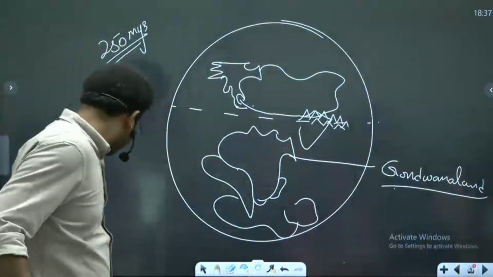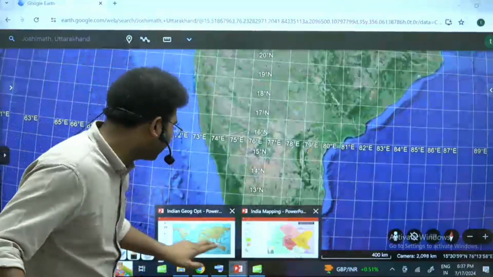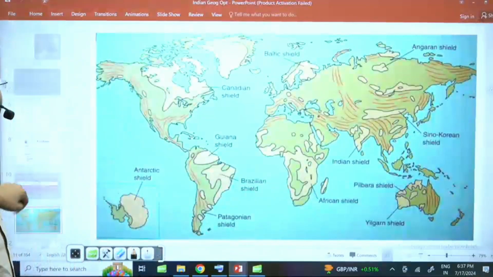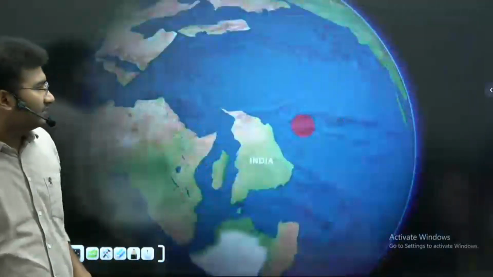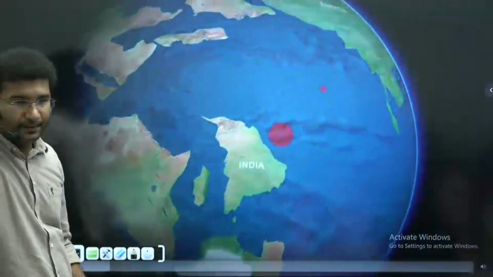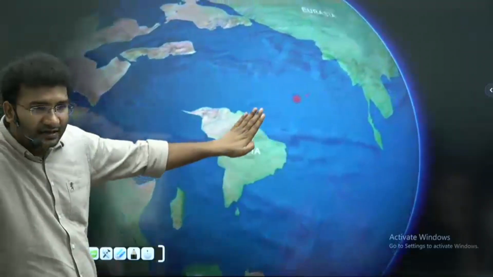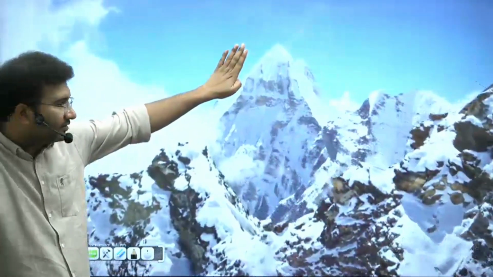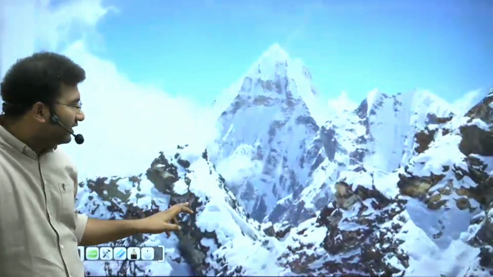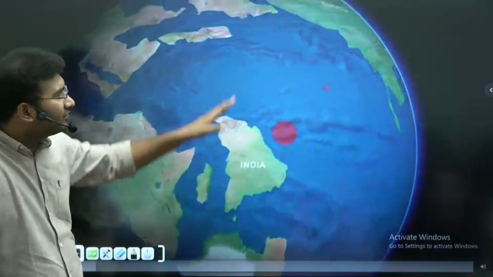So there was a time period where India was once part of the southern part of the region, and this India started to move towards the north and started to come. So that means India was present here, and then it started its journey. It took how many years? 250 million years to come to this place. And then both the plates collided with each other. Finally, the formation of Himalayas took place.